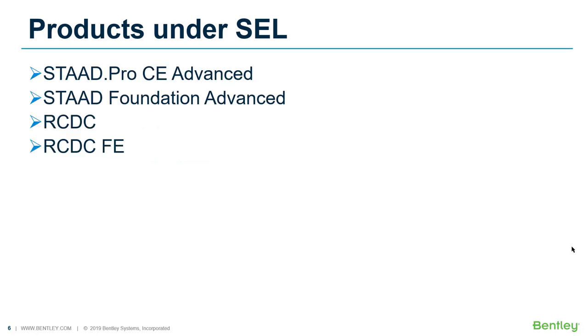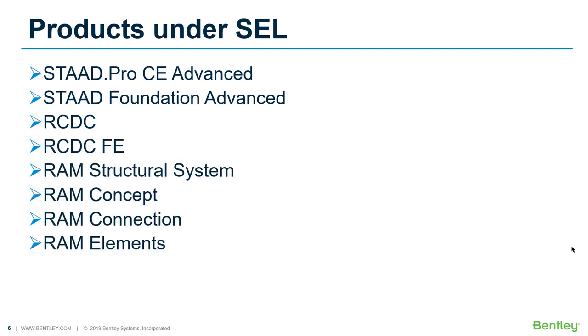First, let's find out what products are offered under the Structural Enterprise License. We have the STAAD line products: STAAD.Pro Connect Edition Advanced, STAAD Foundation Advanced, RCDC and RCDC FE. Then we have the RAM line products: RAM Structural System, RAM Concept, RAM Connection and RAM Elements. And finally, we have MicroStran and Limcon. More than 10 software products are offered under the Structural Enterprise License.